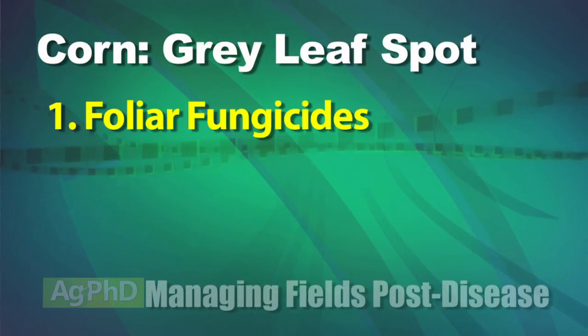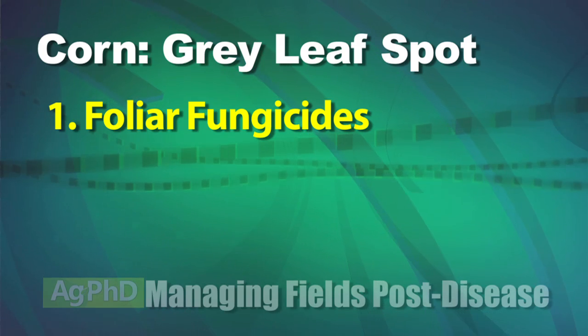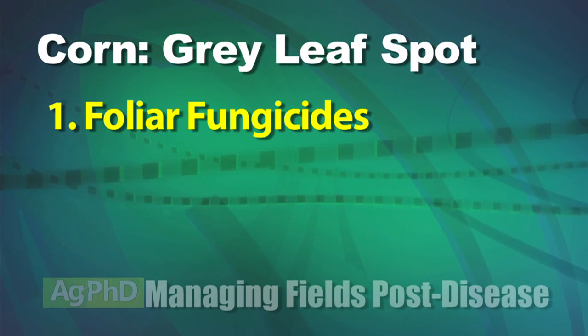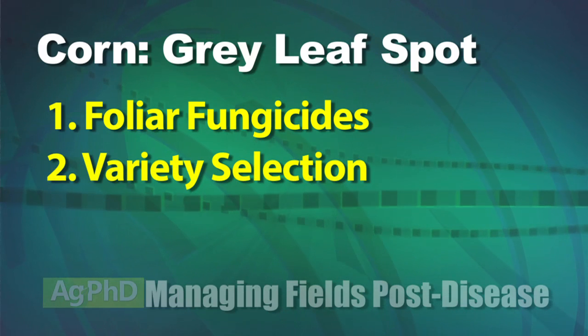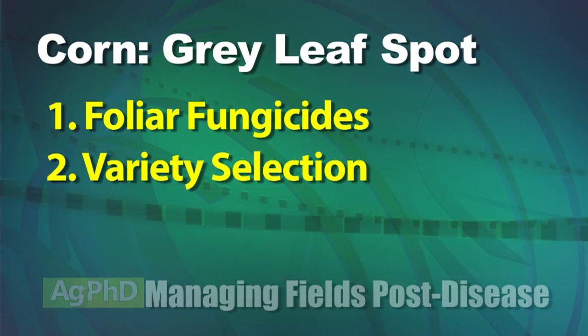Gray leaf spot. Gray leaf spot you can manage with foliar products. You can use foliar fungicides, get them out there before the gray leaf spot becomes prevalent. You can do a nice job protecting, and then also varietal selection. There are big differences there in gray leaf spot tolerance.